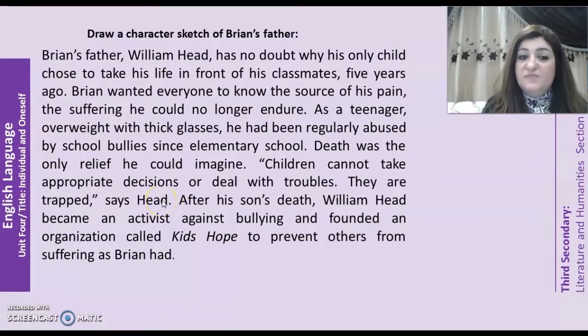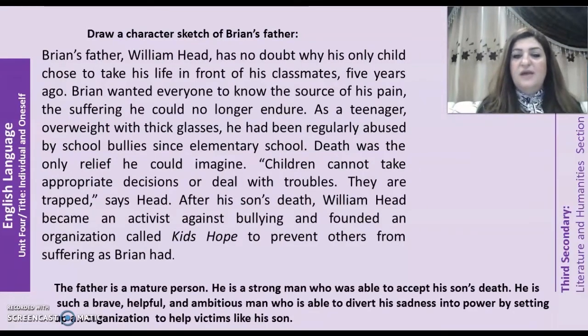He knows about kids. Now, after his son's death, William Head became an activist against bullying and founded an organization called Kids Hope to prevent others from suffering, as Brian had. This shows him as a strong person who is able to do something, to face. Now, let us write the character sketch of the father. The father is a mature person. He is a strong man who was able to accept his son's death. He is such a brave, helpful, and ambitious man who is able to divert his sadness into power by setting up an organization to help victims like his son.